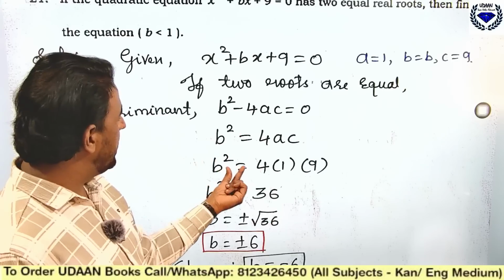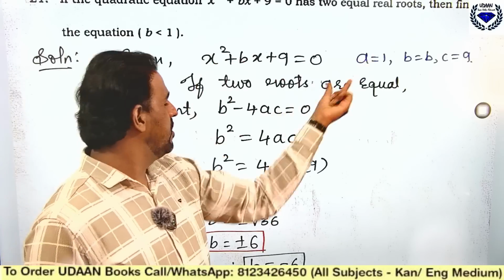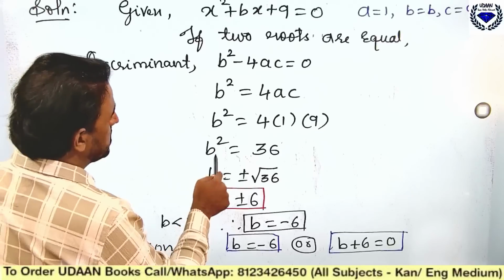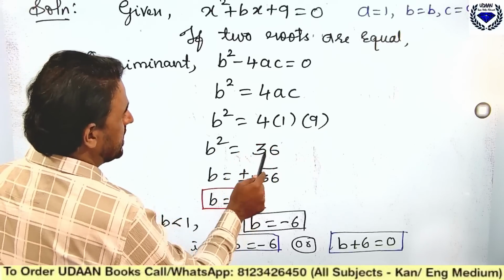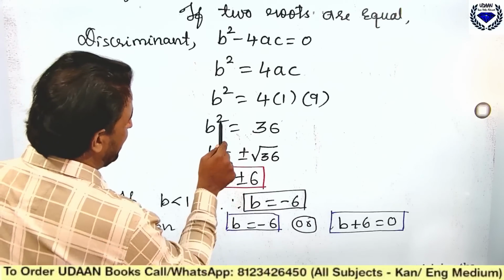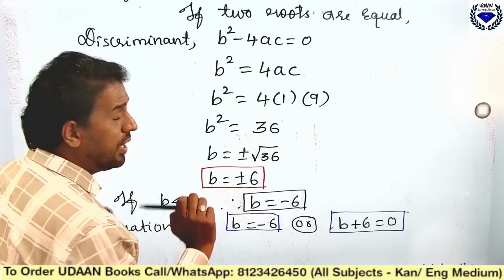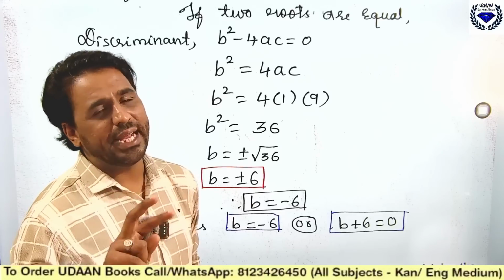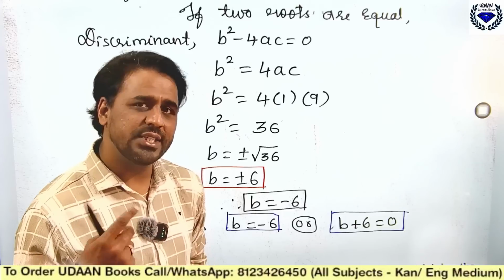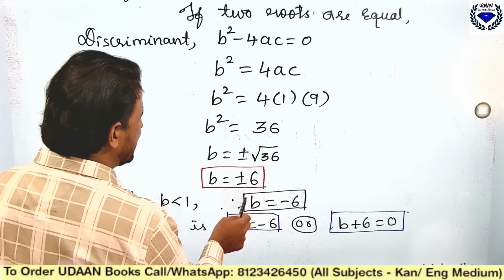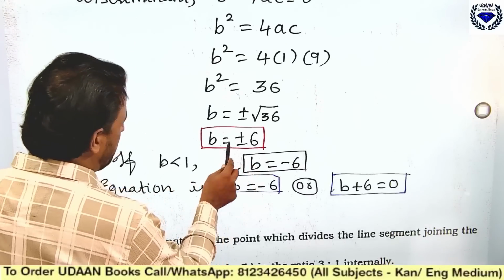Now b square is equal to 4. A is how much? 1 here. C is how much? 9. So b square, 4 ones are 4, 4 nines are 36. Multiply all the three numbers. So b square, the square will go here and it will become root. But you should be careful because it's a quadratic equation. You may end up getting two roots, that is plus and minus. So plus or minus root 36. Root 36 is 6. So b can be plus 6 or minus 6.